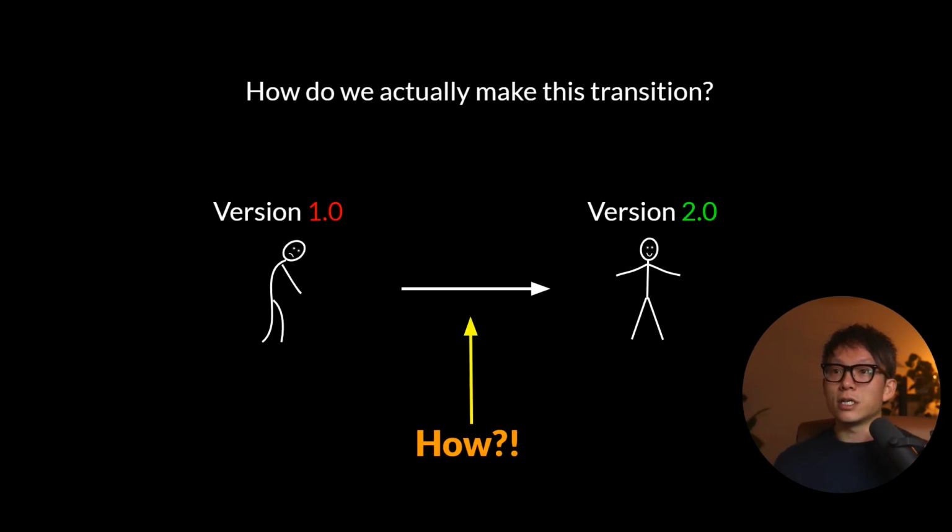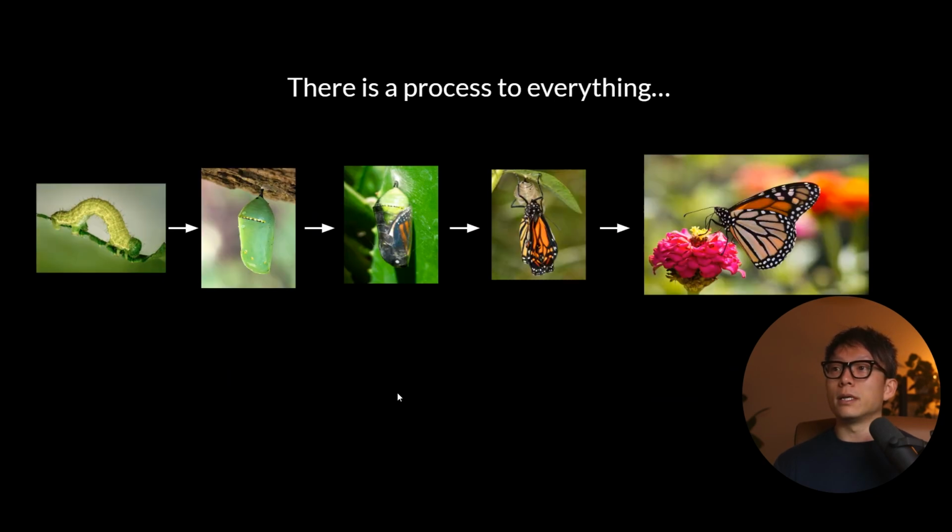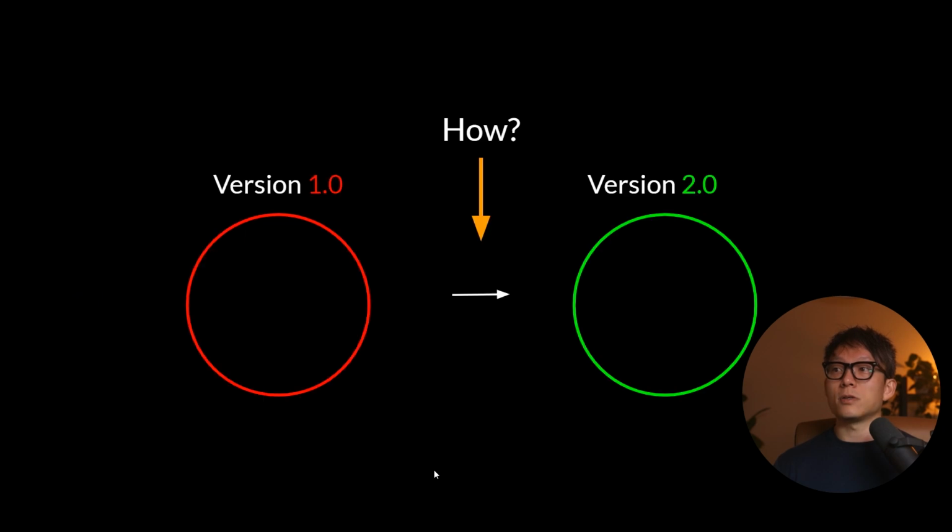So here's a step-by-step approach to achieving version 2. So we're going to focus on the how. Remember, this person here is often low confidence, self-doubt, limiting beliefs, because you've probably already tried to do a transition and you've not been able to make it work. It's all about process.